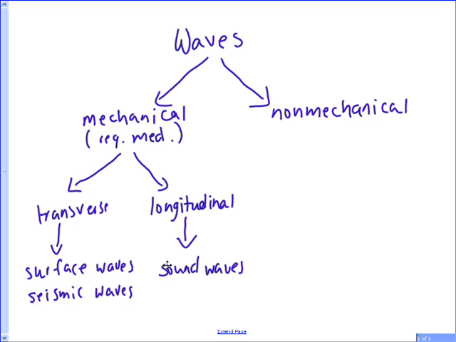Non-mechanical waves, which are electromagnetic, will come on our next video. So today we're going to talk about sound waves, so I wanted to make sure that we looked at this all again so that you're kind of seeing the big picture of exactly where everything belongs. So let's go ahead and dive into our notes.